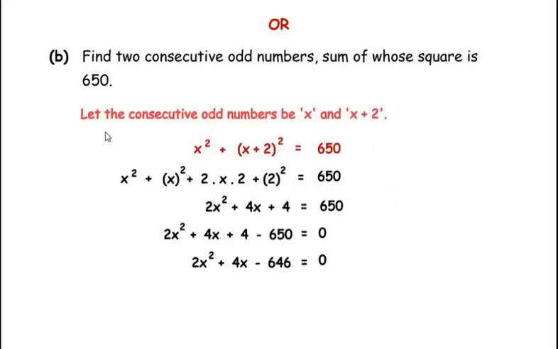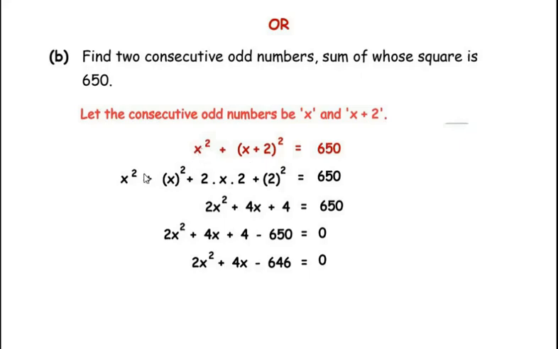So here we have written, let the consecutive odd numbers be x and x plus 2, because you have seen if we take 5, we have to add 2 to it to get the next odd number, that is 7. So here 5 becomes x, and x plus 2, that is 5 plus 2, gives us the next consecutive number, that is 7. Now in the next step, we have squared the odd numbers, that is x square and (x plus 2) square, and we have taken their sum as given in the question, and that should be equal to 650.